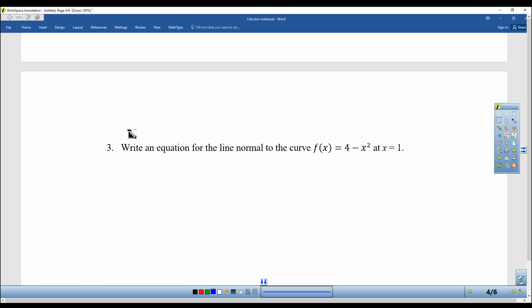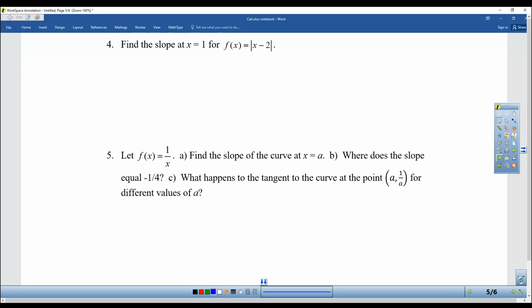The next answer is y is equal to 1/2 x minus 1 plus 3. If you expanded it, you would have gotten y is equal to 1/2 x plus 5/2. Either answer is acceptable. There's really no reason to do the second one. The answer to this one is -1.